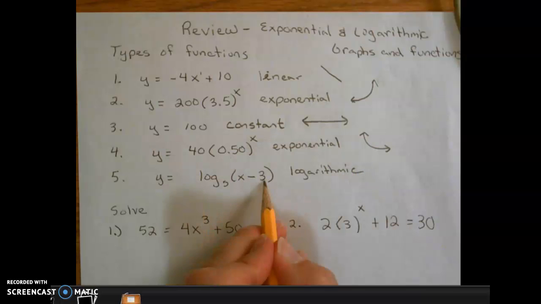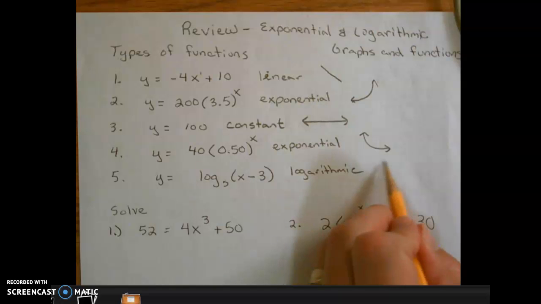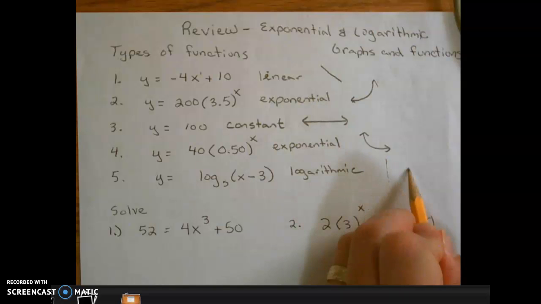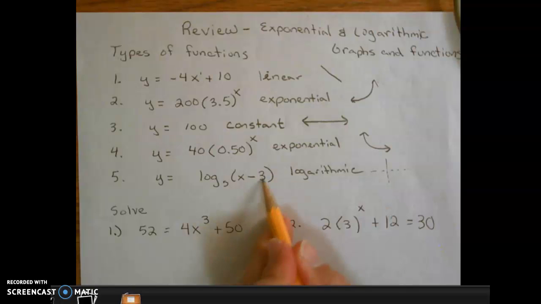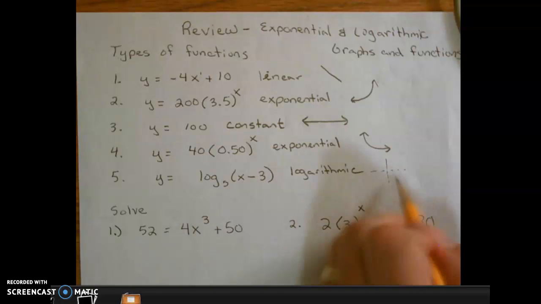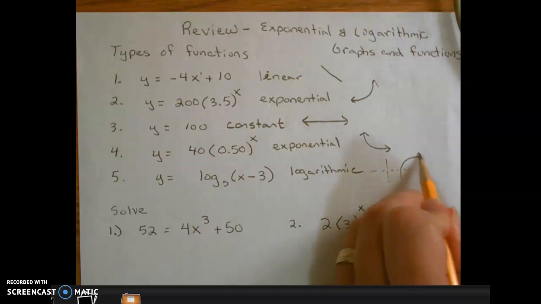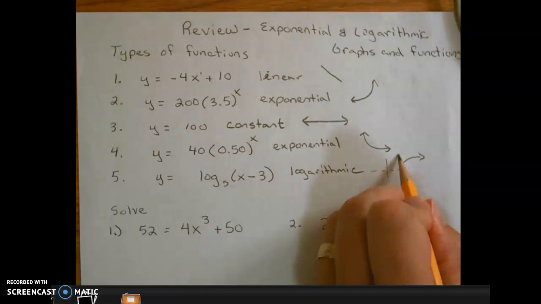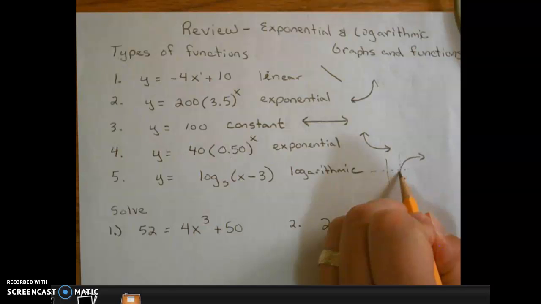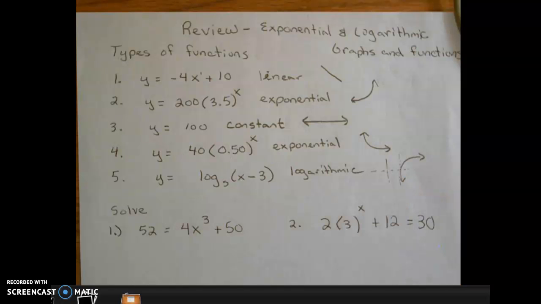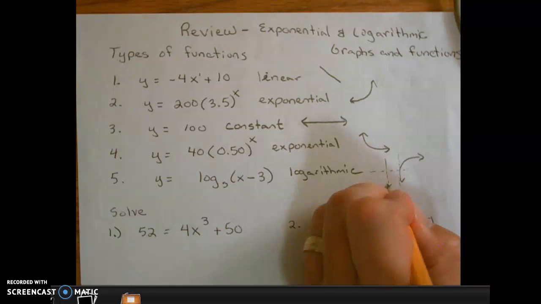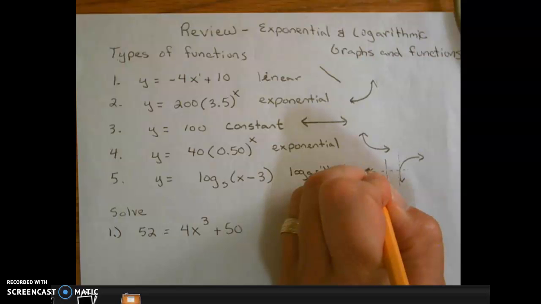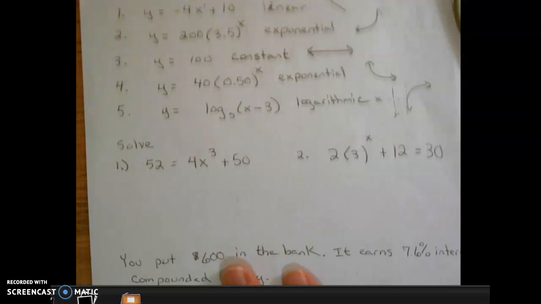And it's translated 3 units to the right. So if we were looking at an axis here, we'd have to go 3 units to the right. And so it's going to look something like this, with our vertical asymptote at x equals 3. Okay, so a little review on that.